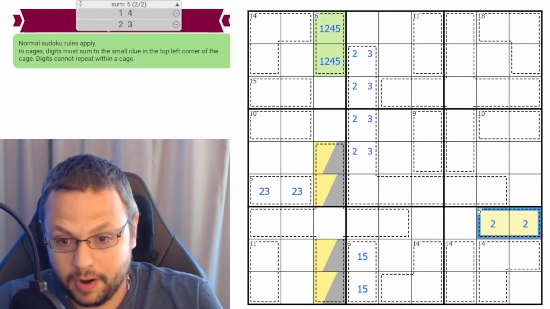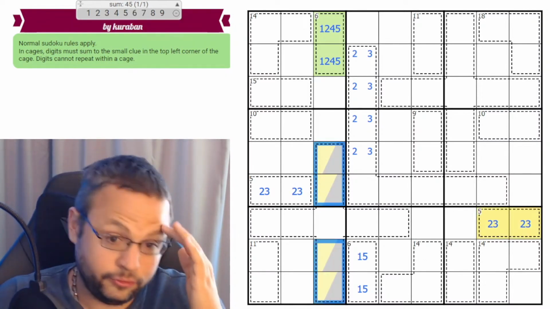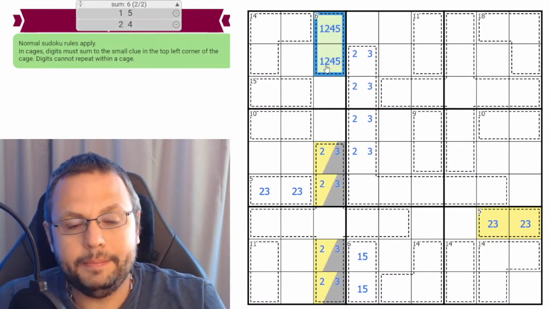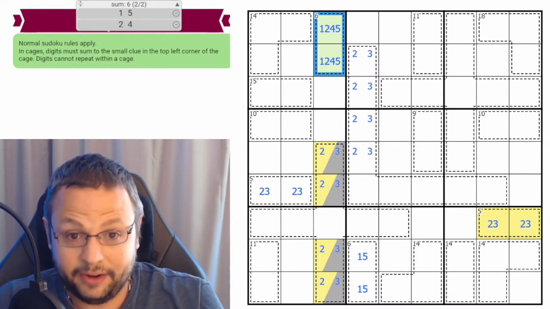So this is not 1-4, it is 2-3. Meaning, again, that there's a 2 and a 3 in the yellow stripe. I'll say more about that in a second. And meaning that this 6 cage can't have a 2 in it. So this 6 cage is actually a 1-5. Okay.